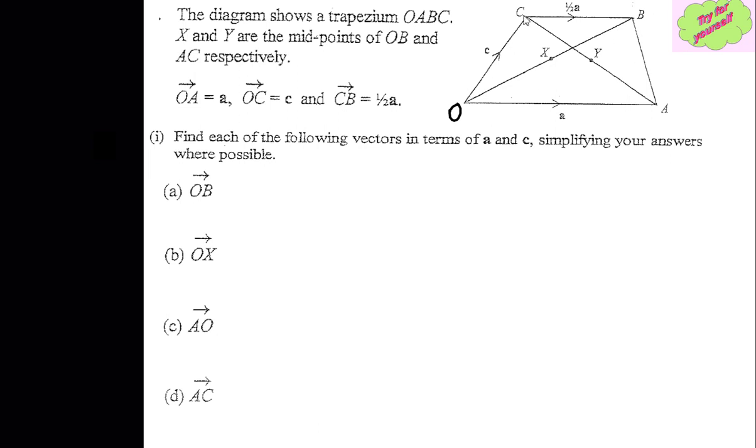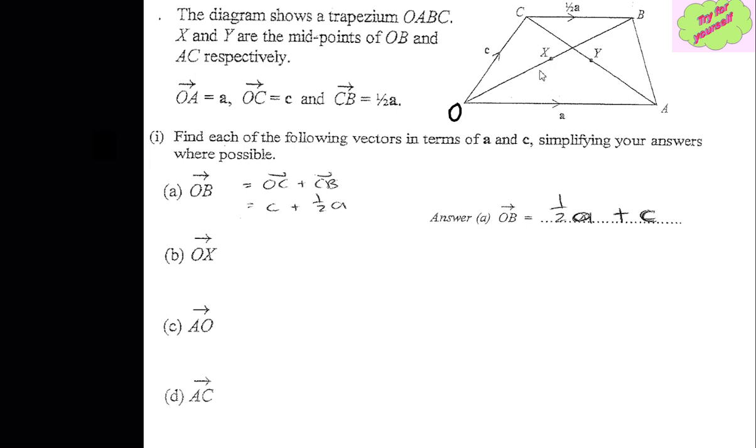You would go OC plus CB. OC plus CB is C plus a half A. So C plus a half A, or a half A plus C, doesn't matter. Can you please go and put a little line under here, a line under here, a line under here, and a line under here. Then OX.